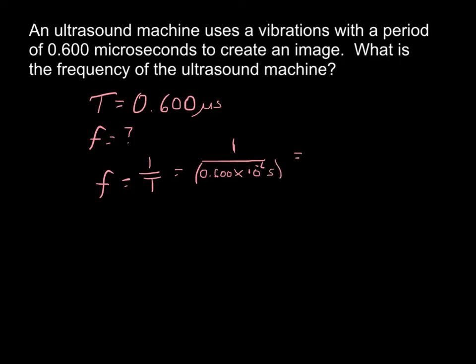If we put that into our calculator, we get about 1.7 times 10 to the 6th hertz. Okay. So that means the sound in an ultrasound machine that is used to create the image is vibrating back and forth at 1.7 times 10 to the 6th hertz, or 1.7 million cycles every second.